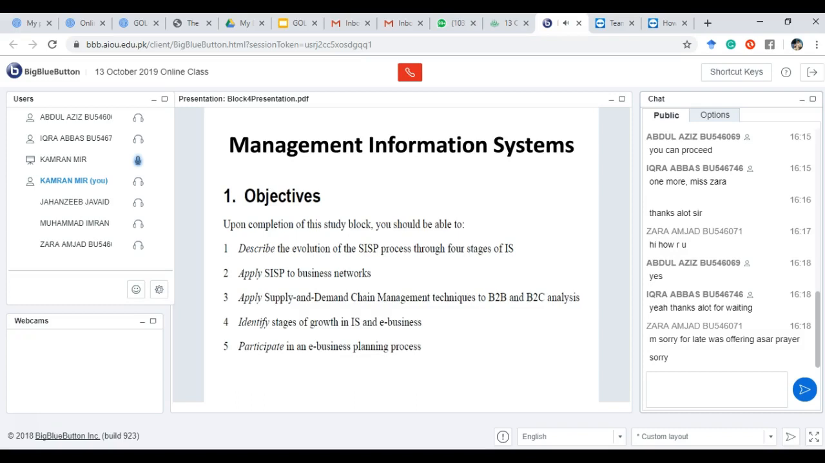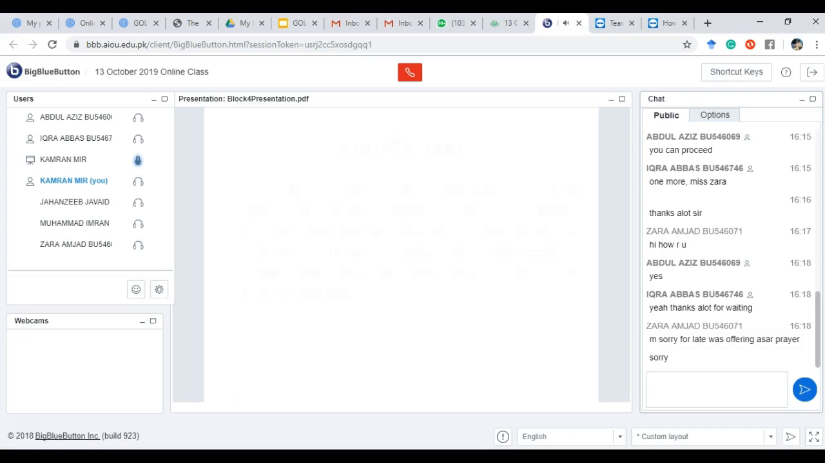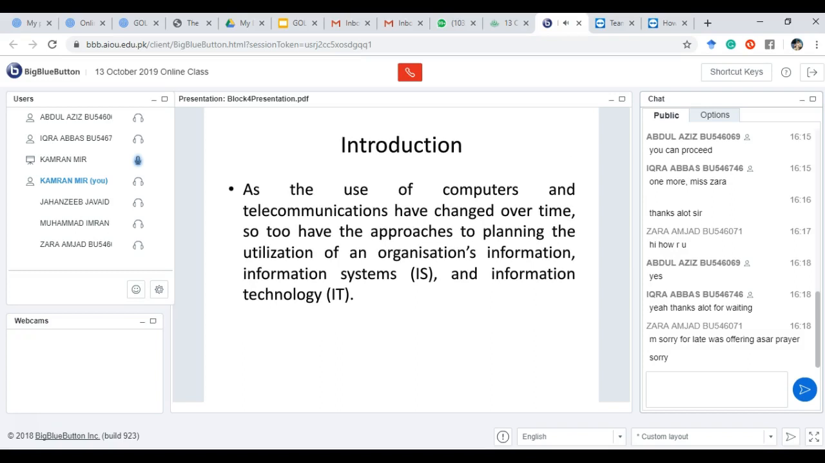So these are the 5 objectives, which when you go through the whole block, you should be able to understand. You should be having some knowledge about this. That's the whole purpose of this block, I would say. So going to screen number 3. Okay, so we can see in the introduction, as the use of computers and telecommunications have changed.